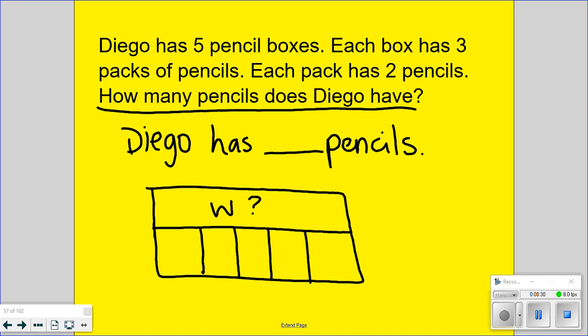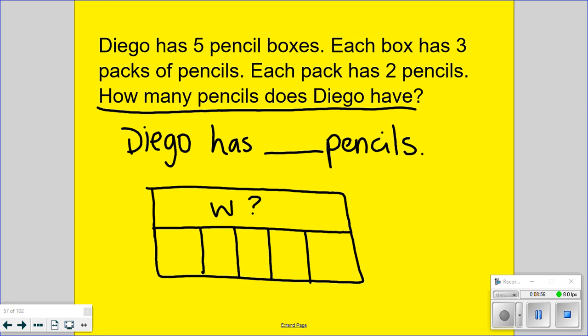So are we thinking about the packs of pencils now? Yeah. Where are the packs of pencils? Where are they? In the pencil box. Do I have pencil boxes? Yes. So I'm not going to need another section of bar, but I'm going to have to put them inside my pencil box. So I'll show you what that looks like.